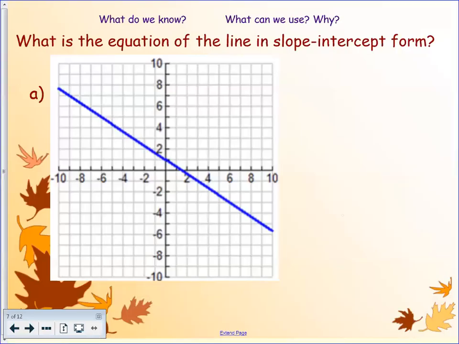All right, guys, this is part 2. We're now working from a graph. So on my graph here, first thing I'm asking is, do I have a slope? Nope, I'm going to have to find it. Do I have a y-intercept? Yes, I can actually see a y-intercept.